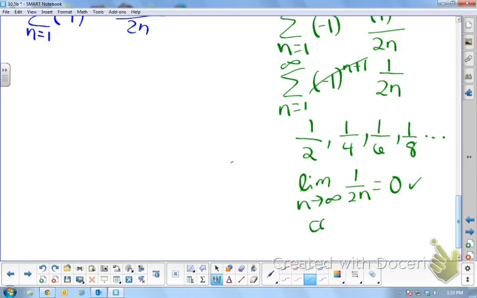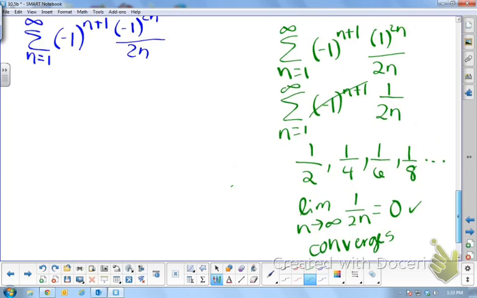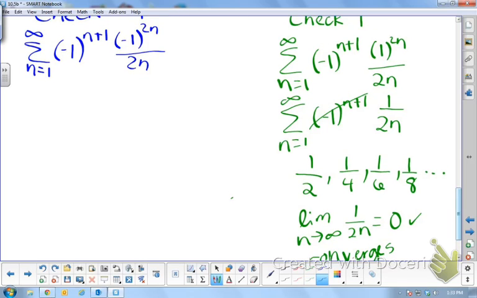So you do that for both endpoints. Yep, we've only done it for one endpoint. Right, now we've just got to go back over here. Alternating series test. Now, luckily for us, I'm going to split this up a little bit.